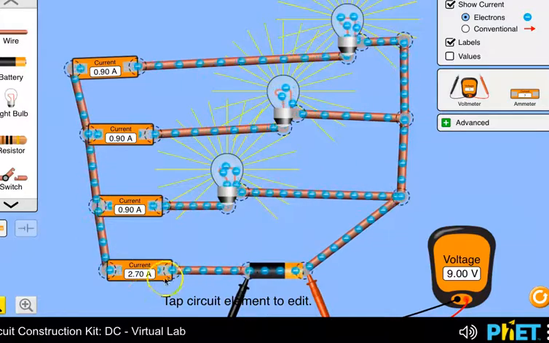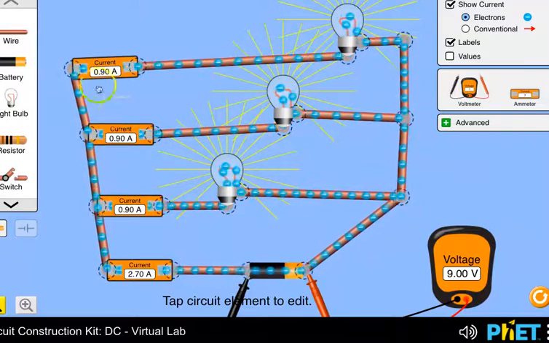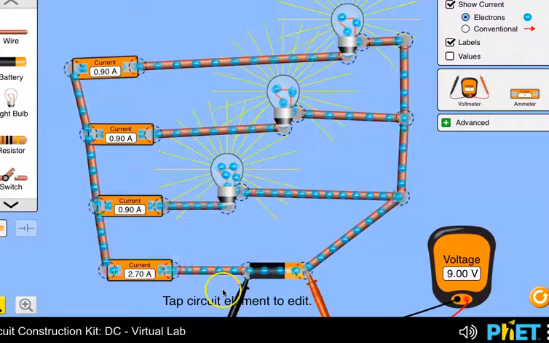As the current passes through and hits a junction, we'll notice that the current decreases in each branch, and it actually splits, right? Because I have 3 branches, and each of them is getting 0.9 amps. Well, if I add these together, I get 2.7. So we know that the current is going to be distributed among each.